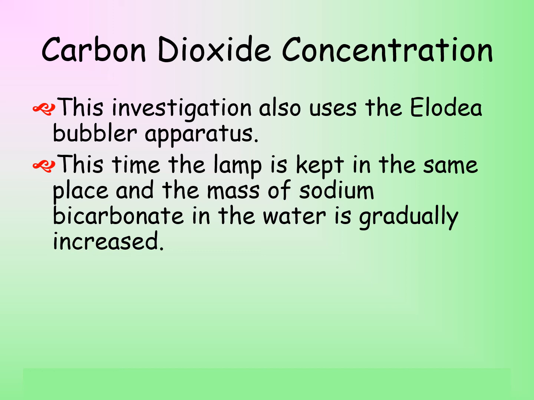So what we're going to do is gradually increase the sodium bicarbonate. And what we'll see is the higher the concentration of sodium bicarbonate, the higher the rate of photosynthesis. Because the more carbon dioxide, the more CO2, will join with hydrogen to form glucose. Now obviously that will eventually level off because some other factor will become limiting.